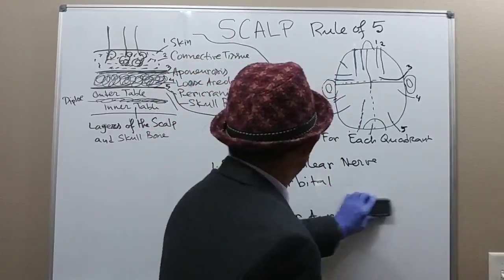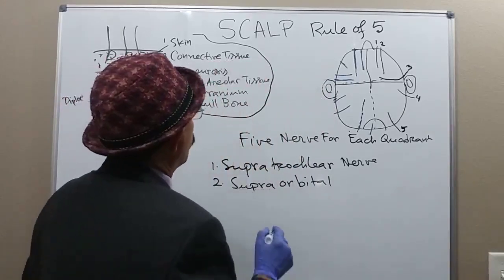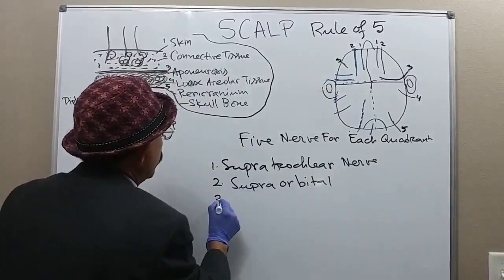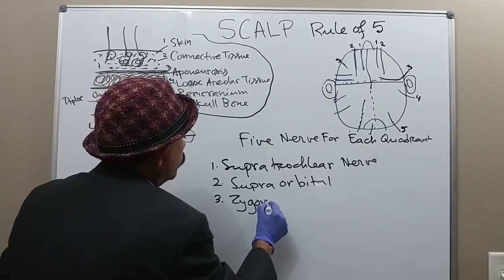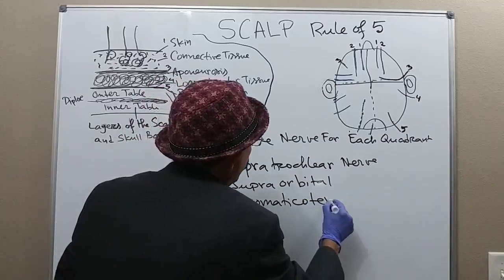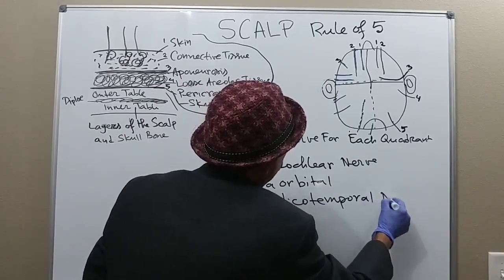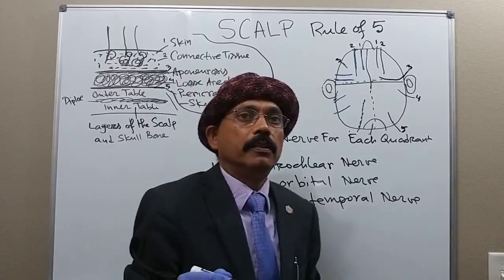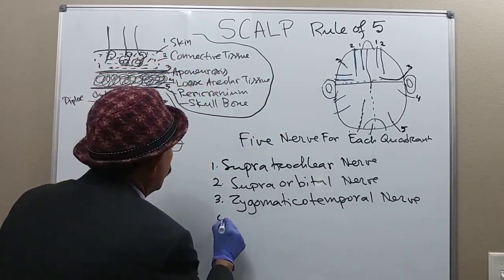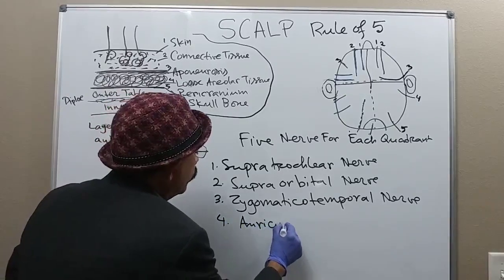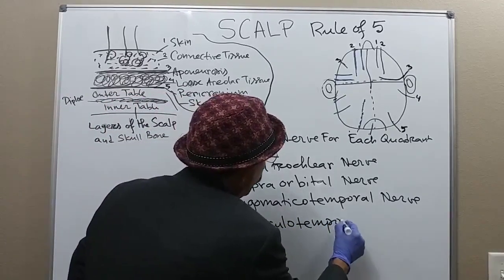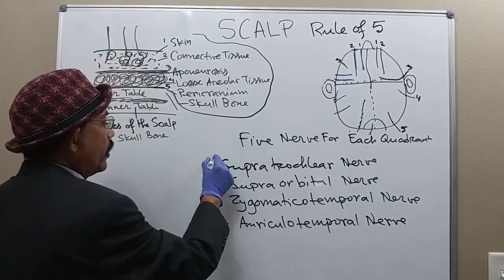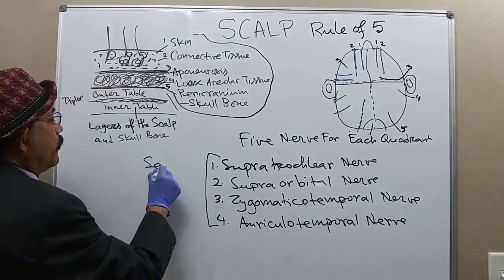Then we get the zygomaticotemporal nerve. This is one nerve, this is 2, the zygomaticotemporal nerve. Okay, we got that. Then we get the auriculotemporal nerve, number 4. So we got the rule of 5, but we need one more. These all are sensory.